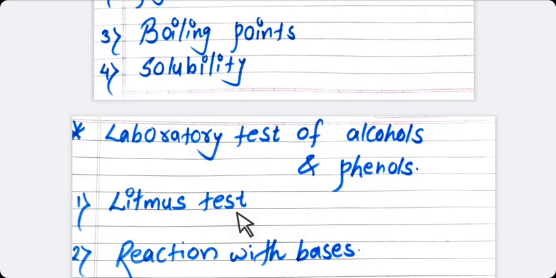The next topic from this chapter is laboratory test of alcohol and phenol. The first test is litmus paper test. As all of you know what litmus paper is. Students, you are aware that when any compound changes the blue litmus to red, it is acidic in nature, or red to blue, so it is basic in nature.